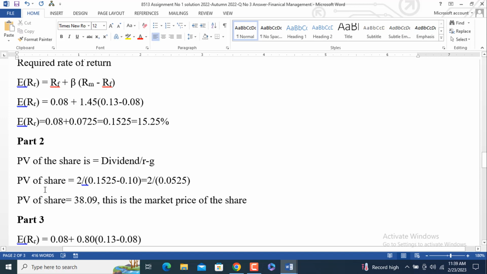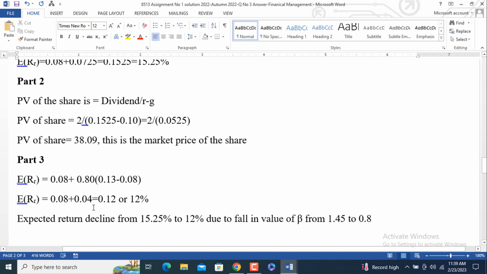So P0 of share is equal to 2, as 2 is the dividend, divided by 0.1525, as you see that we have determined it in part 1, minus 0.10, which is the growth rate of the dividend, which remains the same for many years. So it is of a perpetual nature. So what value of market share will we get? 38.09. Now move to part 3.